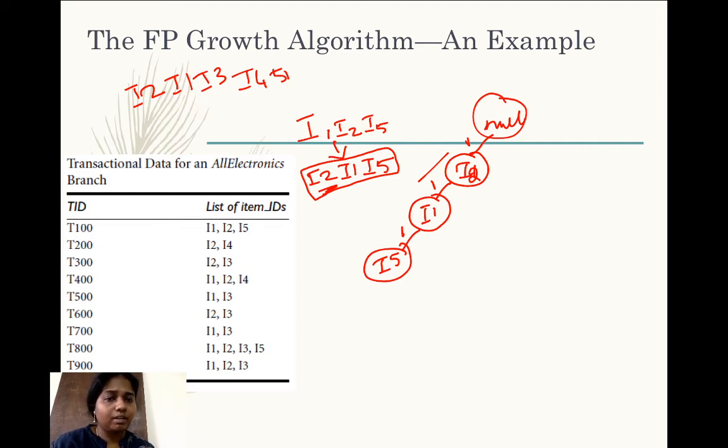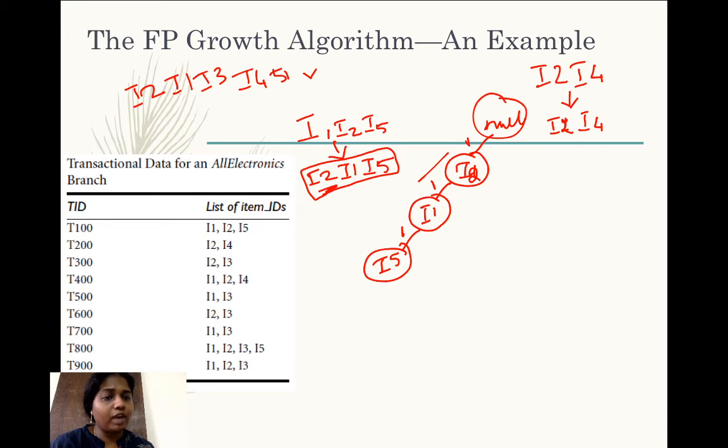Now what is my second transaction? My second transaction has got two elements, I2 and I4. I have to first reorder them according to this order. So because I2 is already in, this is already in order, so it will be I2, I4 only. Now I am going to check with the tree and then see I2 is already connected to the null node. So I am going to have I2 as such.